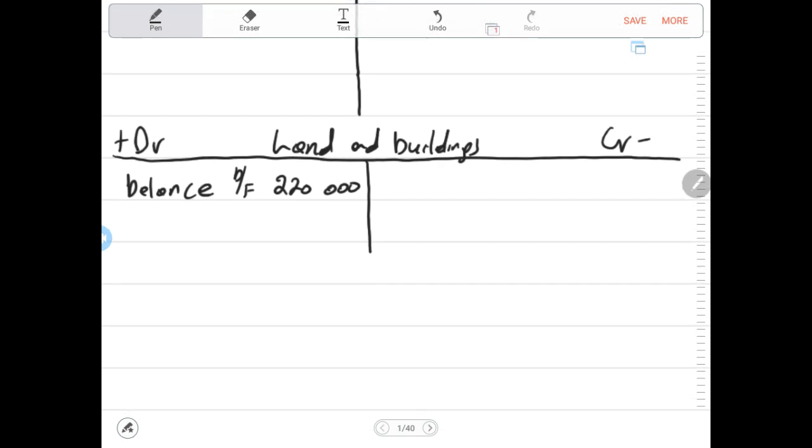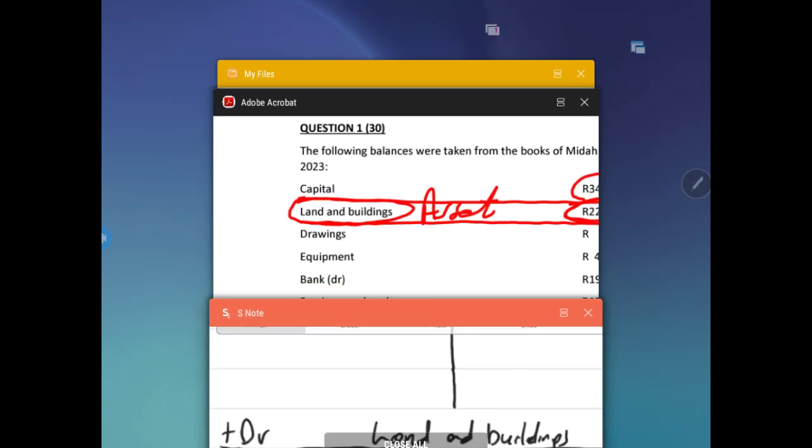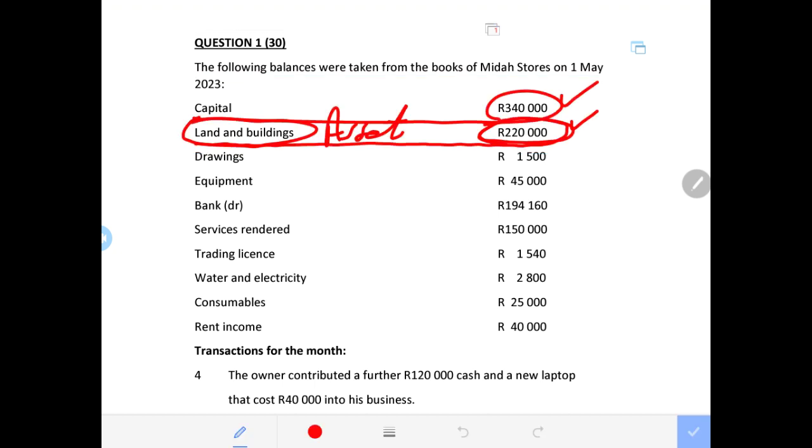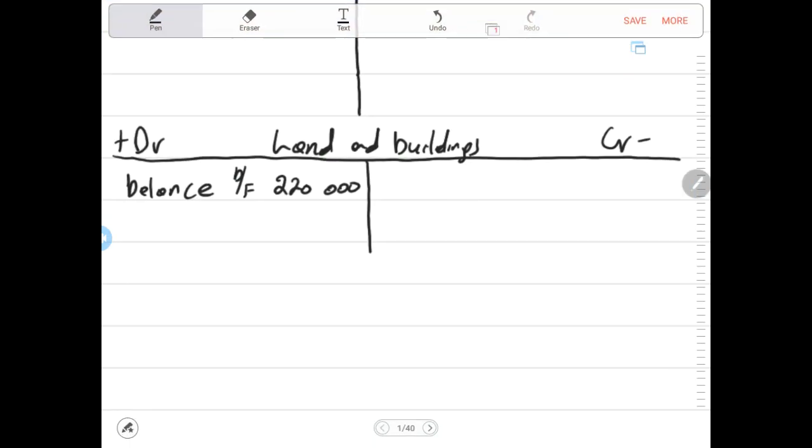It's very unlikely that we'll buy another land. One line might be sufficient, or we might buy a building. A building, we normally buy it once and it stays there for long, unless we want to expand our business. Drawing, we know that drawing is under equity, and drawing increases on the debit side, 1,500. Drawings increases on the debit side. So we open the ledger account for drawings, and we record the opening balance of drawings.